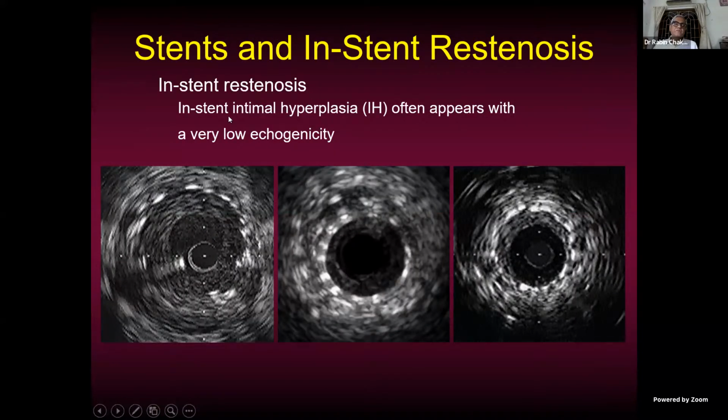In-stent restenosis measurement. In-stent intimal hyperplasia often appears with low echogenicity. So we find that this is a stent, and then you got a subintimal hyperplasia. Then you can actually find out this. And sub-stent hyperplasia also is very much noted. That is the mechanism of in-stent restenosis.